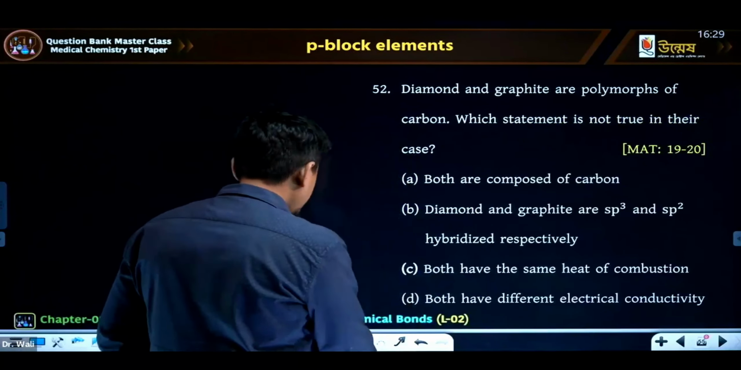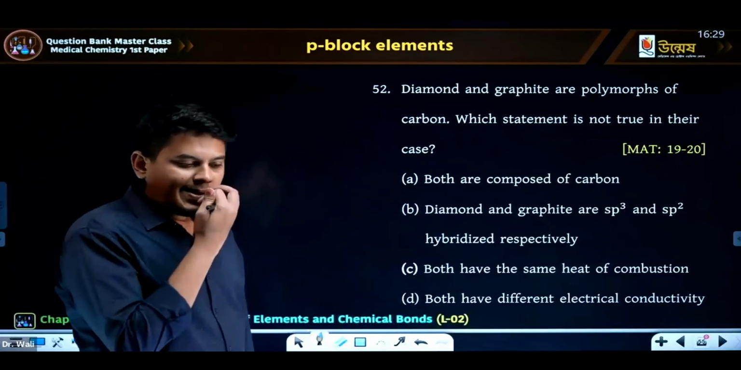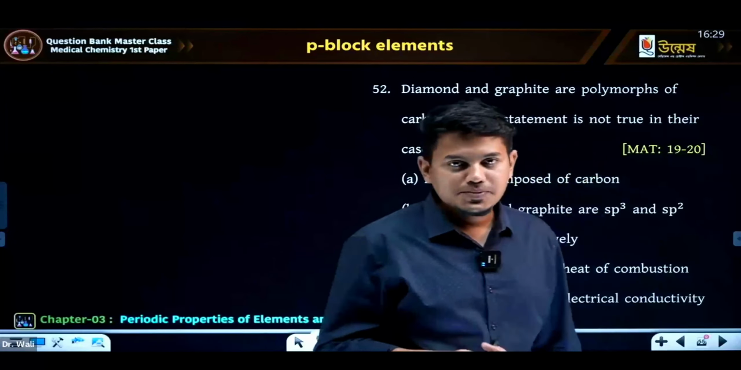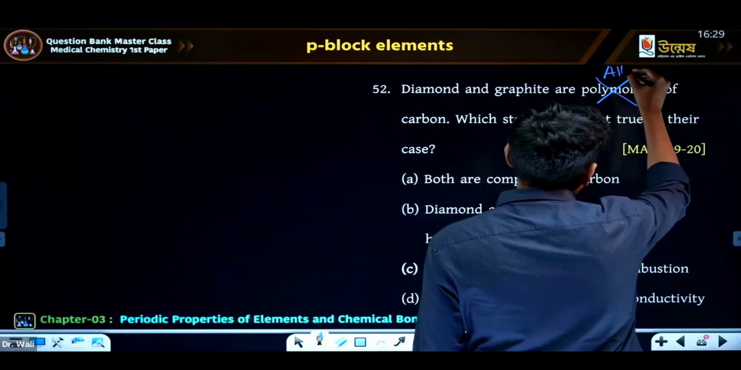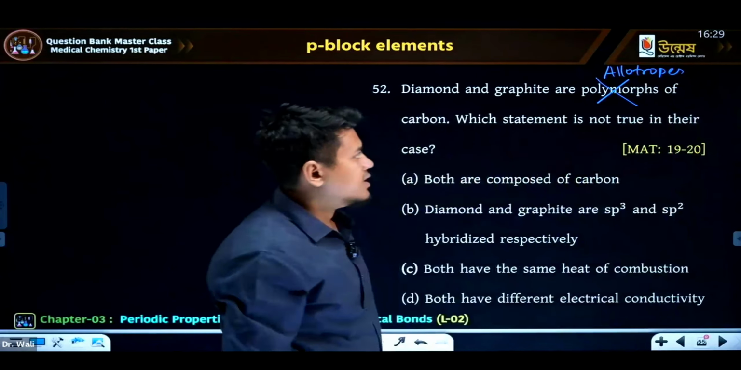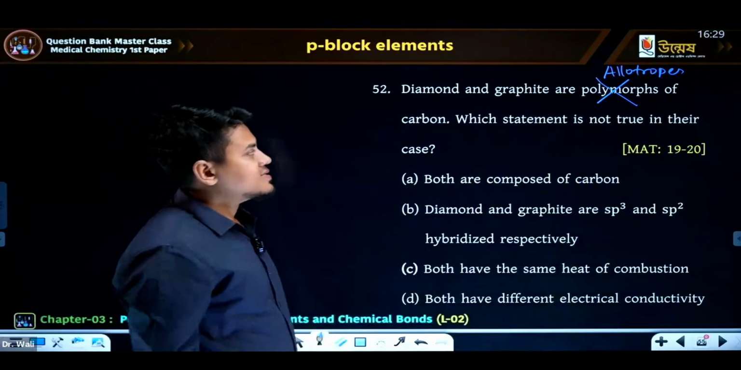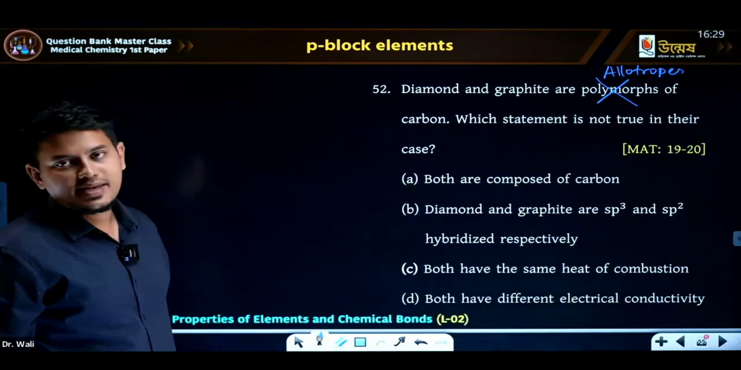Diamond and graphite are polymorphs. Actually, we can also call them allotropes. Actually, polymorph is not the perfect English term for this. It is also known as allotropes. Diamond and graphite are allotropes of carbon. Which statement is not true in their case?